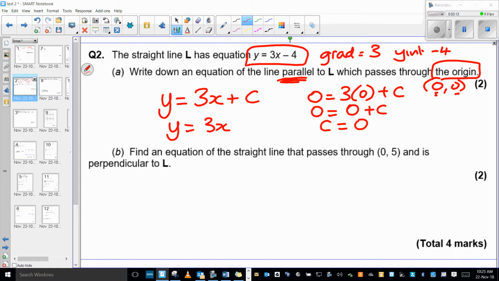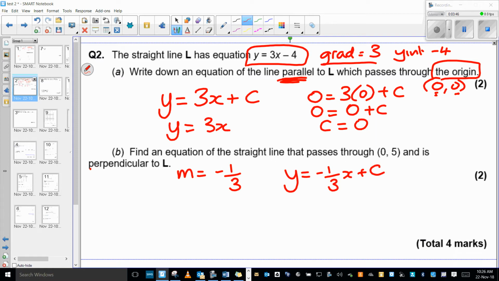Find an equation of the straight line that passes through 0, 5 and is perpendicular to L. This time it's a perpendicular gradient. So what would the perpendicular gradient to this be? Negative 1/3. So we're looking for a gradient of negative 1/3. Why have we chosen negative 1/3, Alexis? It's a negative reciprocal. Yes, we look at 3, we flip it and change the sign. So we know it's going to start off with y equals negative 1/3 x plus something.